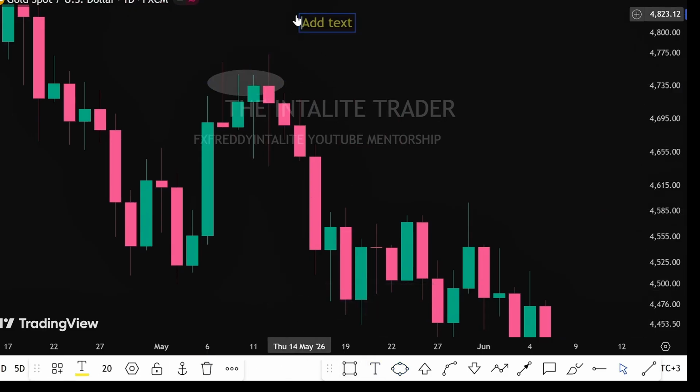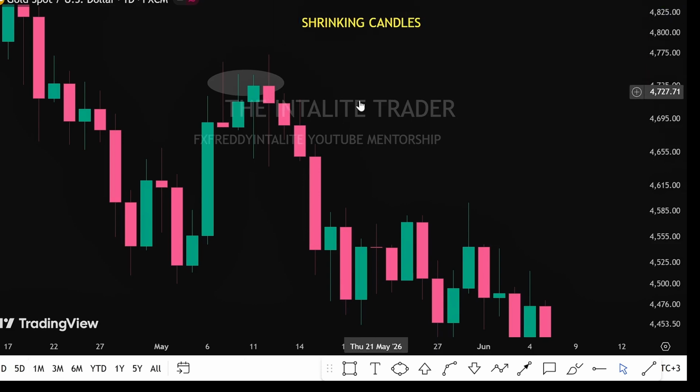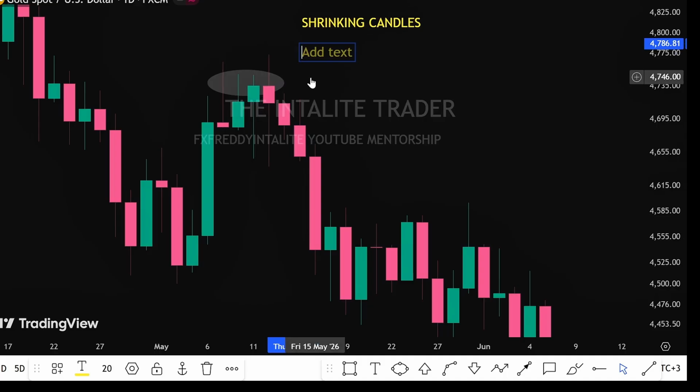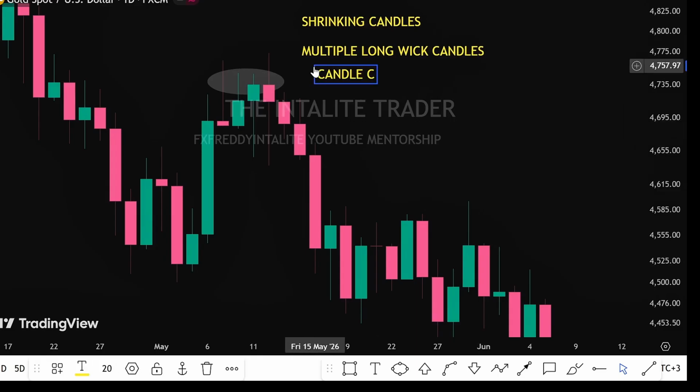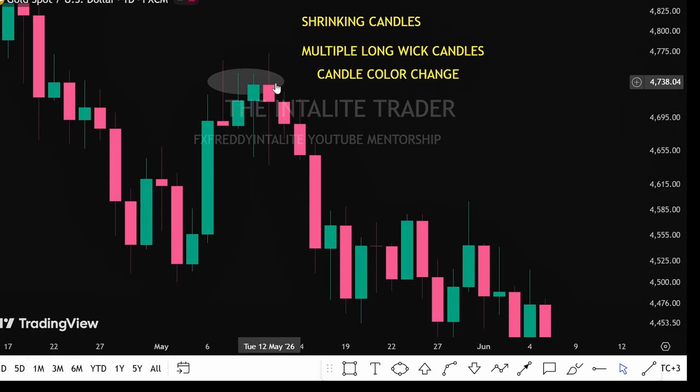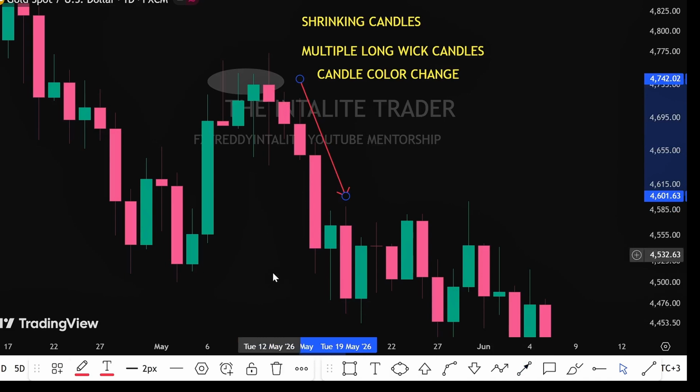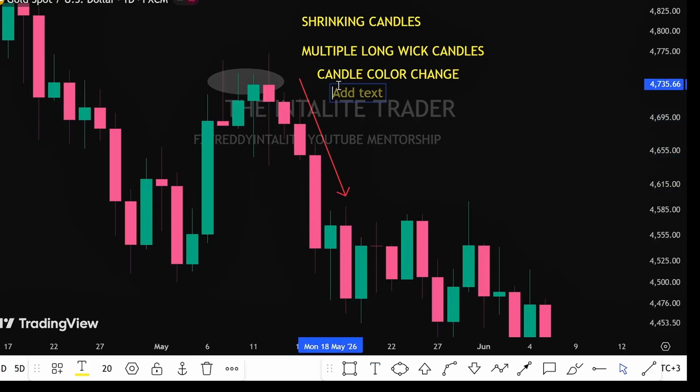So which patterns do you see here? One is shrinking candles, because we have a big candle, a small candle, and another smaller candle as price approaches here. Two, we have long wick candles, or we can say multiple long wick candles. Then we have candle color change. And then you have growing candles. As price is coming down, you have growing candles. These are growing candles.